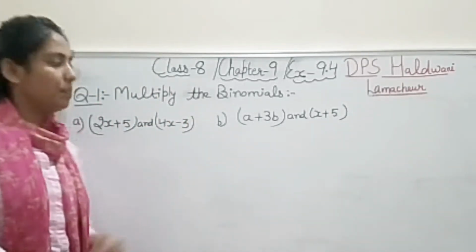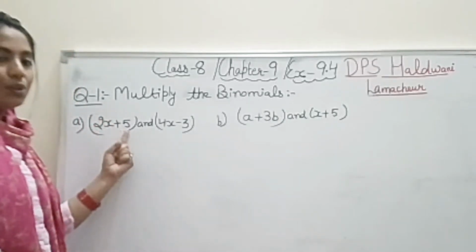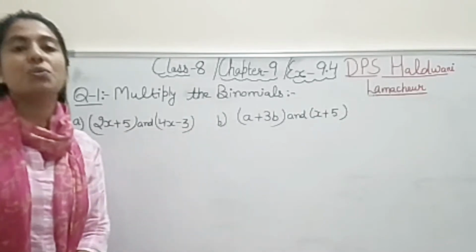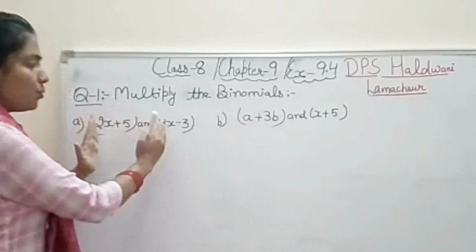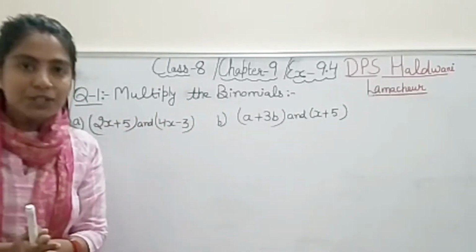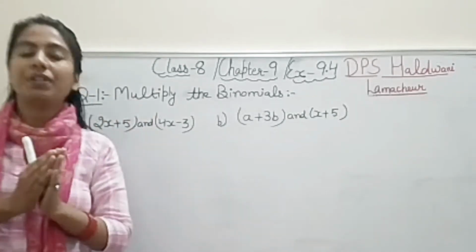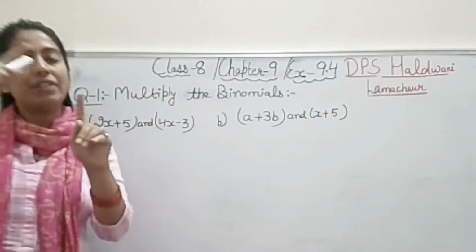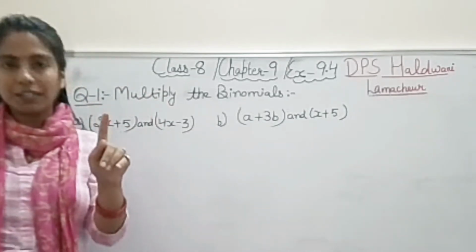Binomials is mentioned because it has two terms. In one bracket there are two terms, in the other bracket there are two terms. So you have to solve, student. These two brackets are there. And as you know, in our exercise 9.3, we have only one term outside the bracket, and that will multiply with each and every term inside the bracket.